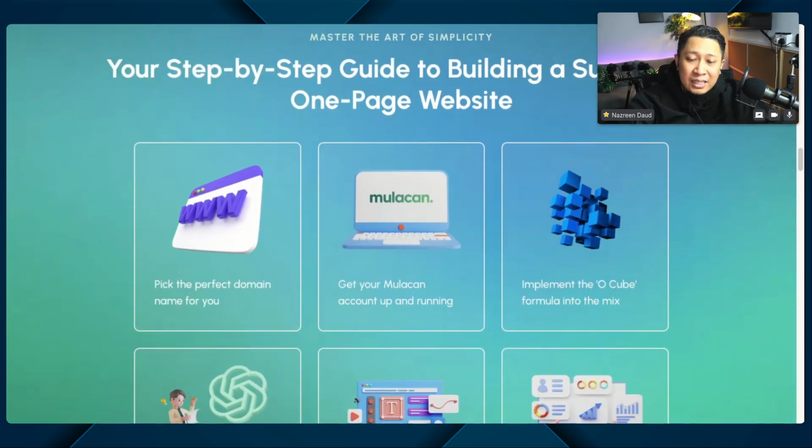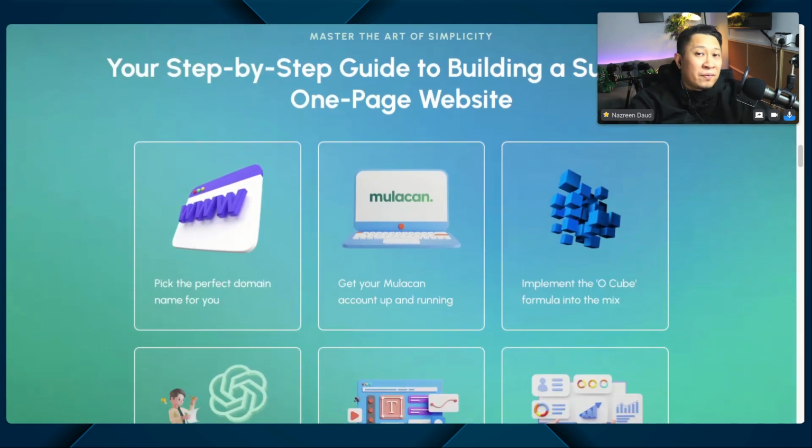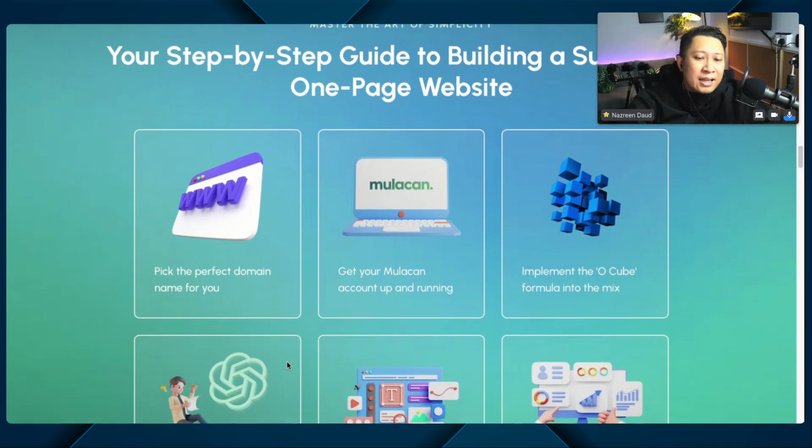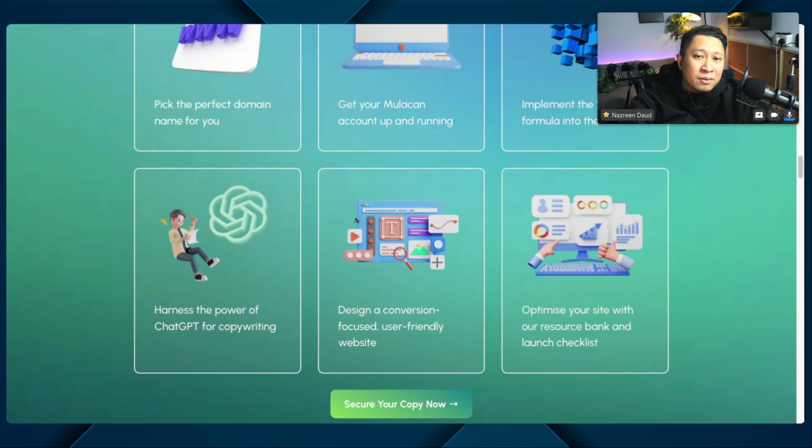So number one, I'll make sure you choose a perfect domain. Number two, get your Mulacan account set up. Okay. Number three, we will implement this thing called the O cube formula. It is, yeah, it's very simple. We'll go through it later. And we will use ChatGPT for your copywriting.